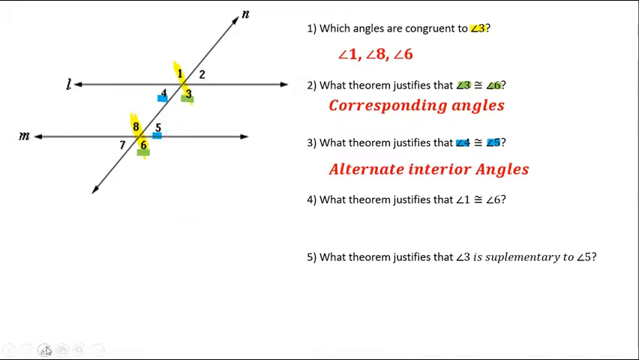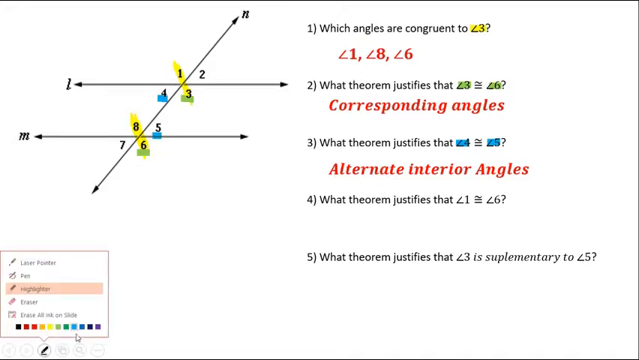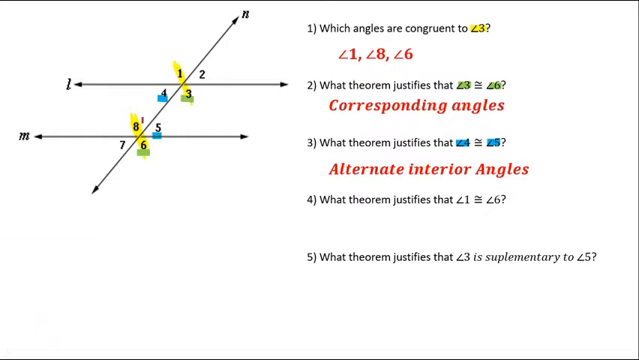Okay, now they're asking us number 4 for 1 and 6. So 1's right here, 6 is over here. So those two are on opposite sides of the transversal, but they're on the, think of it like the outside of the two parallel lines. So here we call them alternate exterior angles.